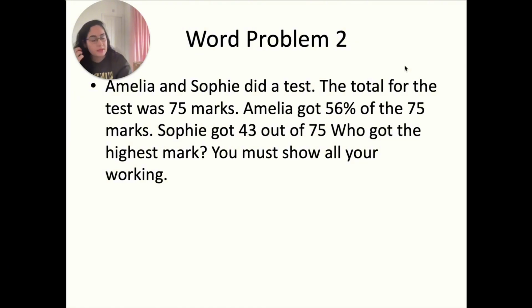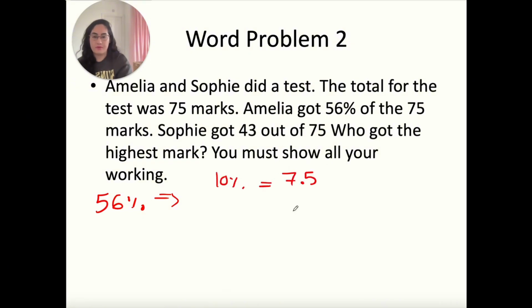Okay, so there are two ways of doing this. We can convert Sophie's mark into a percentage, or we can find out what Amelia's mark would be out of the 75. Since we're looking at percentages, let's do it that way, which I believe is the easiest method for this question. So we want to find out what is 56% of 75. First we're going to find out what is 10% of 75. That would be 7.5. Then we need to find out 50%, 5% and 1%.